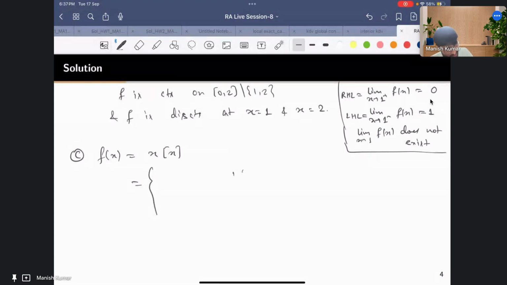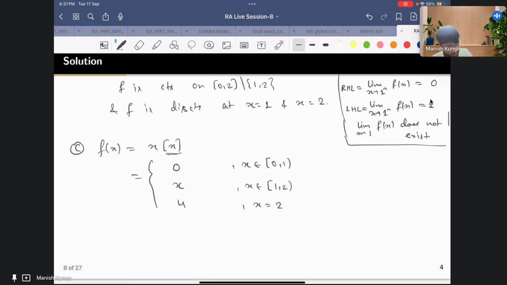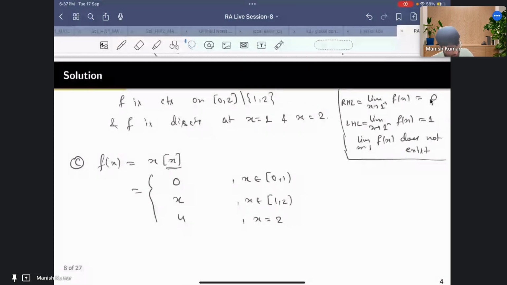So when my x is in (0, 1), when x is in [1, 2), and when x is equal to 2. So when x is in (0, 1), I know this box function is 0, so therefore I'll get 0. When this x is in [1, 2), I know this box function is going to be 1, so this will be x, and when x is equal to 2, I'll get 4, right? So now again, if you want, you can plot the graph.